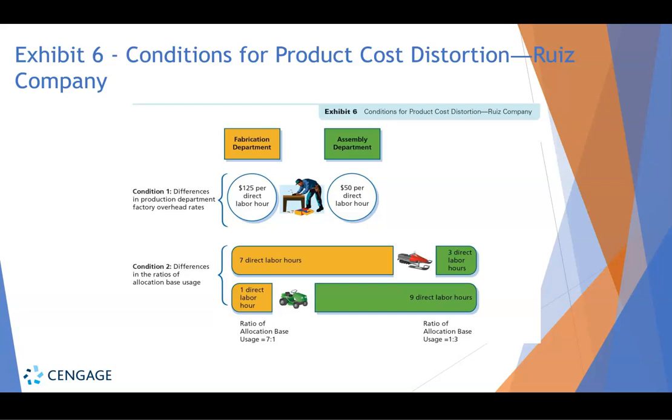To look at this, condition 1 exists for Ruiz because the factory overhead rate for the fabrication department is $125 per direct labor hour, where the rate for the assembly department is only $50 per direct labor hour. This condition by itself won't necessarily cause a product cost distortion, but condition 2 also comes into play here for this company. The snowmobile consumes 7 direct labor hours in the fabrication department, but the riding mower consumes only 1 direct labor hour. Here's the issue. The ratio of allocation-based usage is 7-to-1 in the fabrication department.